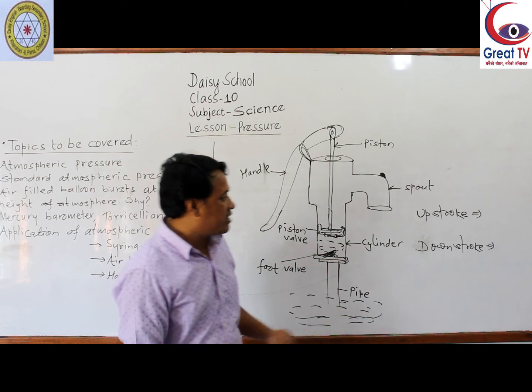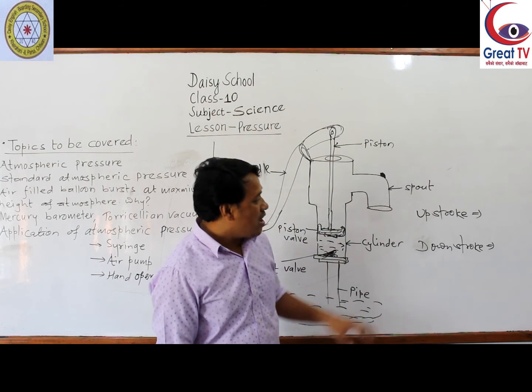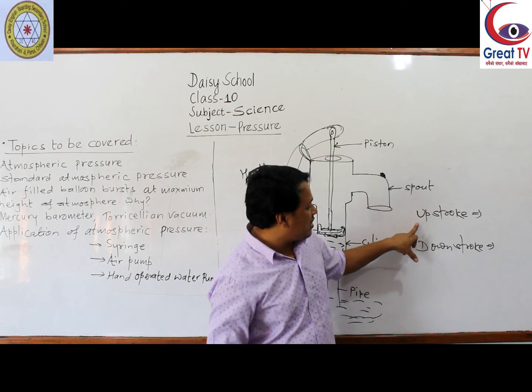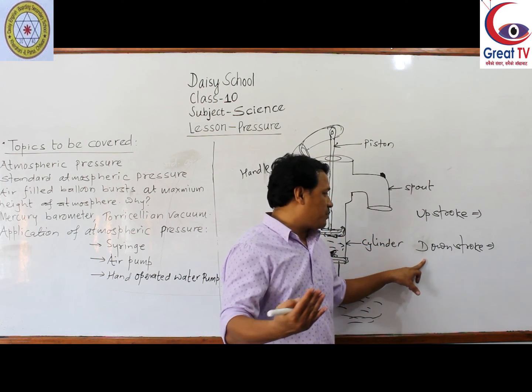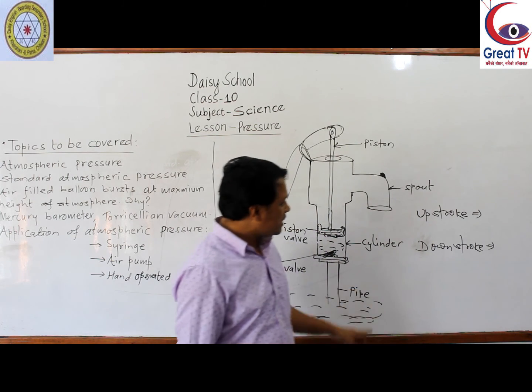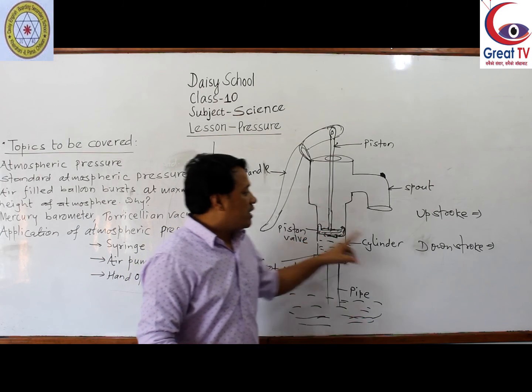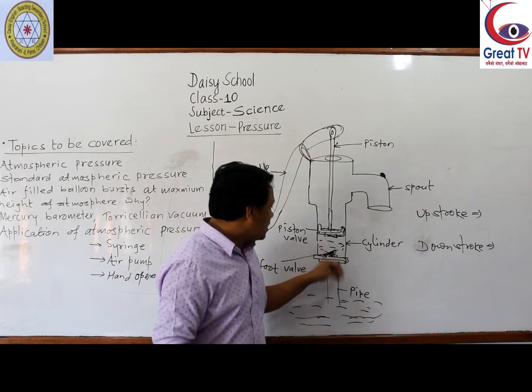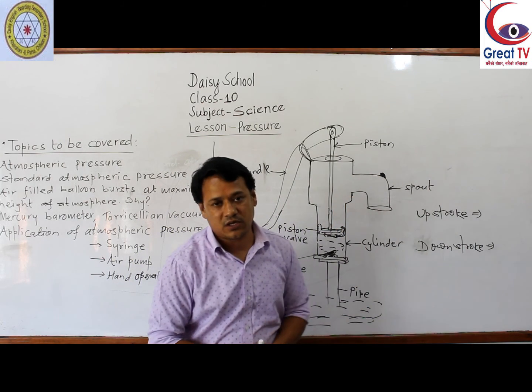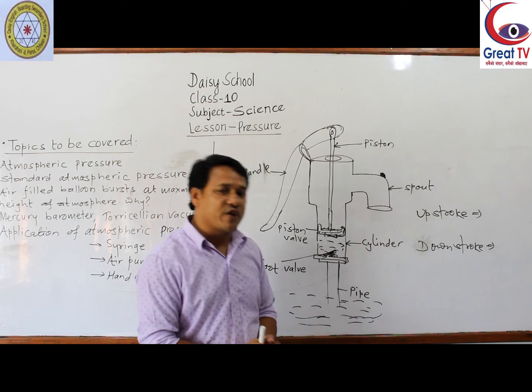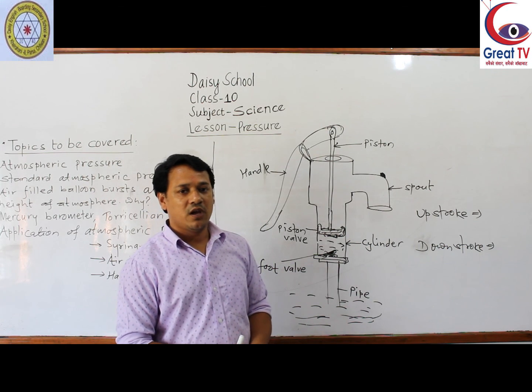This is a very important difference between the functions. Upstroke is movement of the piston upward; downstroke is movement of the piston downward. In upstroke, the foot valve opens and the piston valve closes. In downstroke, the foot valve closes and the piston valve opens. This difference is very important for your exam purposes also.